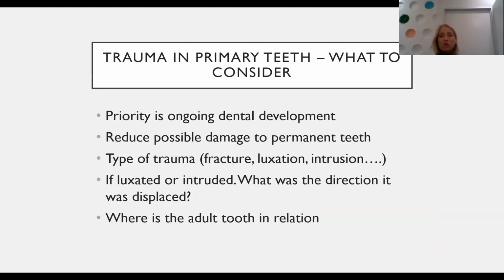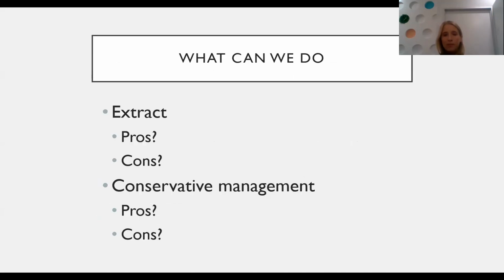So in primary trauma, what are our priorities? Well, it's preservation of the permanent teeth and minimization of additional complications if possible. The management depends upon the diagnosis. For example, if the tooth was intruded into the permanent tooth, an extraction is required. This is why a radiographic assessment is so important. So let's run through the options available and pros and cons.